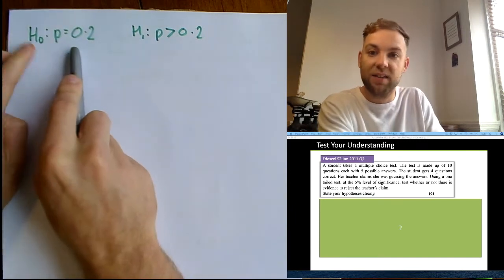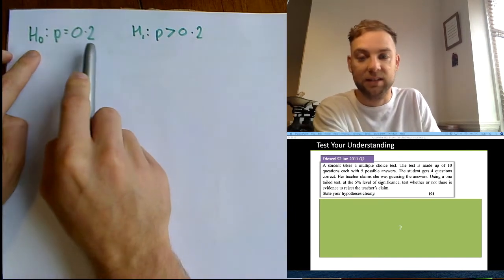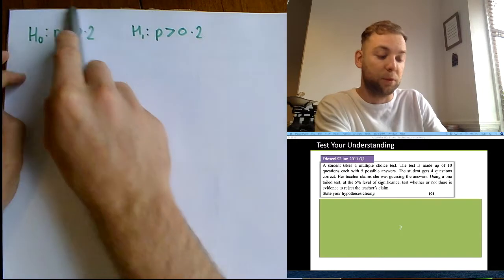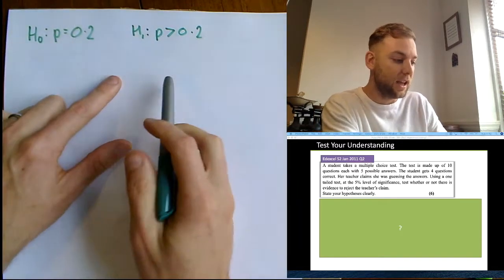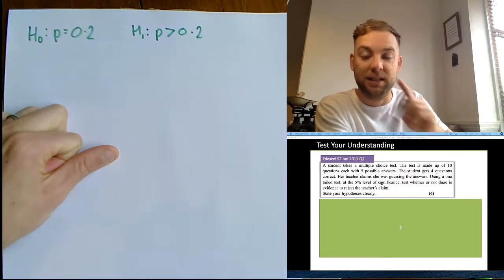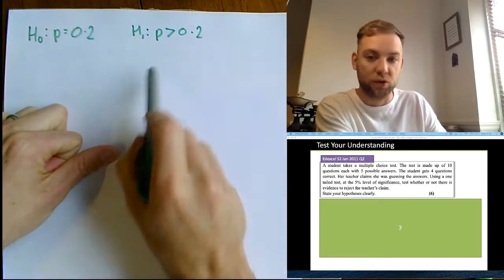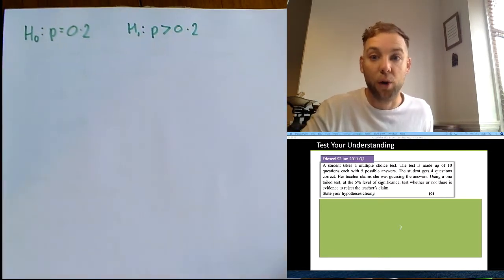The teacher is saying that they are guessing, they've guessed all the answers and got them correctly, in which case it would be a probability of 0.2. The student says that they've revised the test, in which case they think that the probability is going to be greater than 0.2 because they have not been guessing.